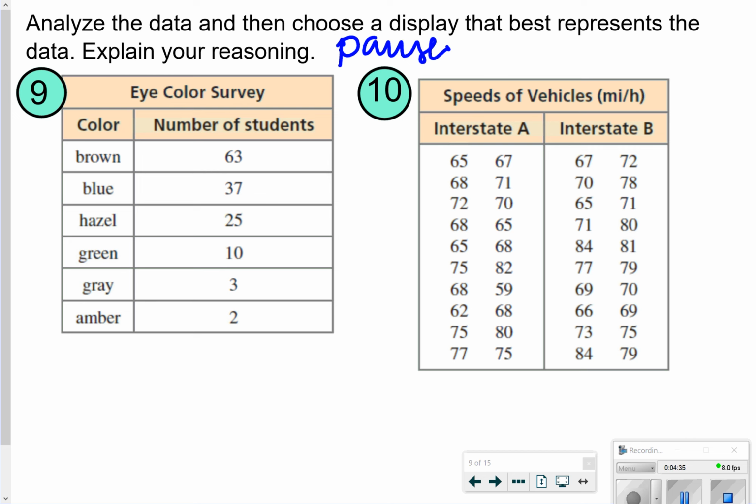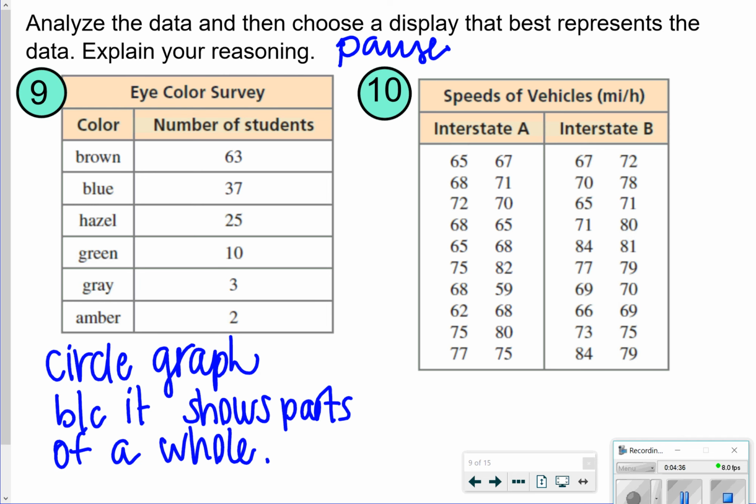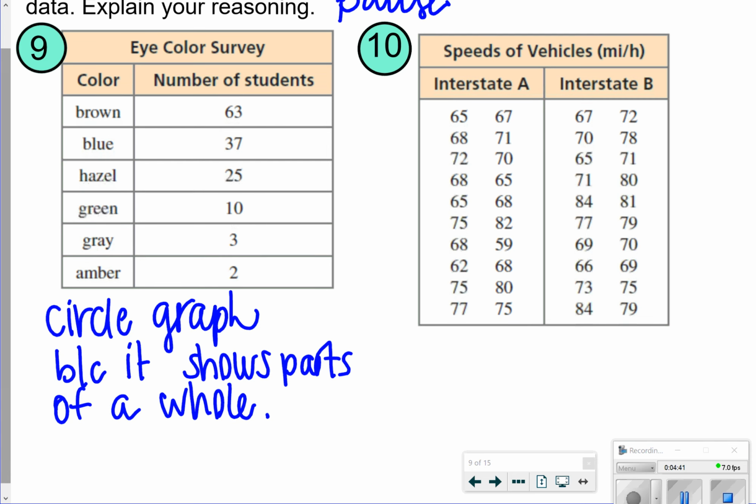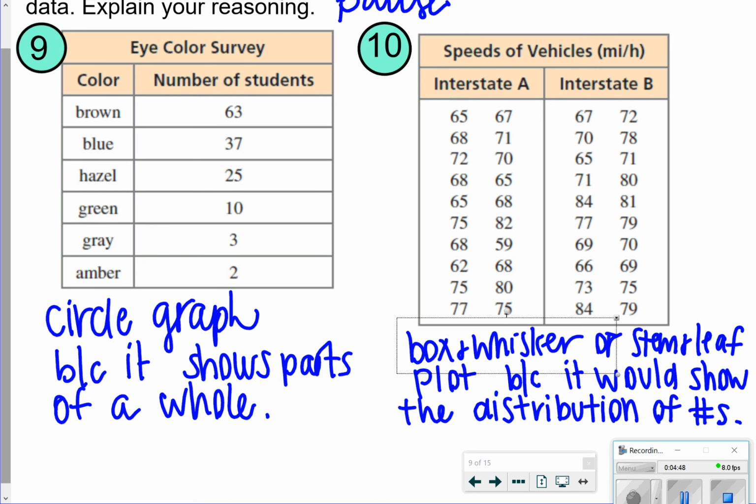So for number 9, we would want to use a circle graph because it's going to show parts of a whole. It's going to show maybe how much percent or how many people actually have brown, blue, hazel, green, gray, or amber eyes. For number 10, we would probably want to use the box and whisker or a stem and leaf plot because it would show the distribution of data or the distribution of numbers.